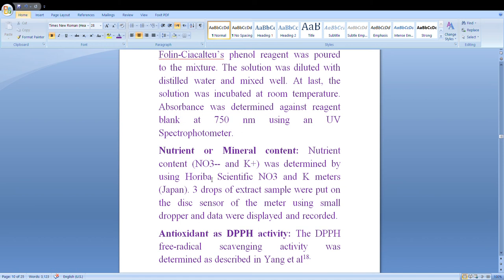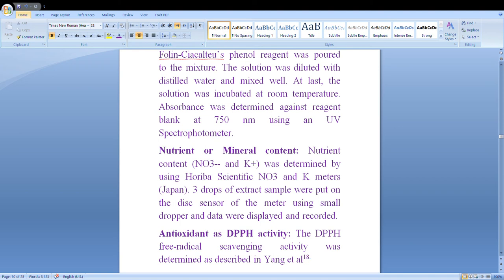Then now we can see here, we determine the nutrient or mineral content. How we have done this, we can see nutrient content, nitrate and potassium was determined by using Horiba scientific nitrate and potassium meter, Japan. Three drops of the extract samples were put on the disk sensor of the meter using a small dropper, and data were displayed and recorded.